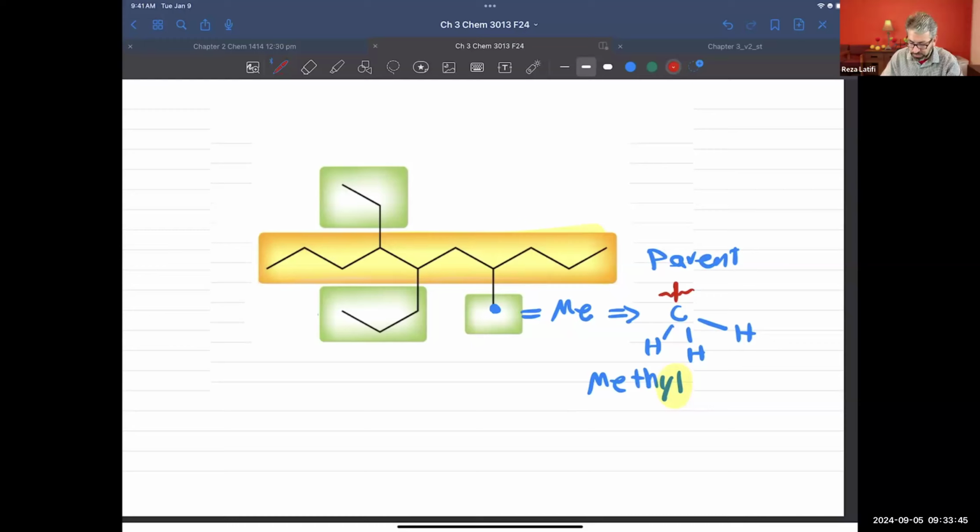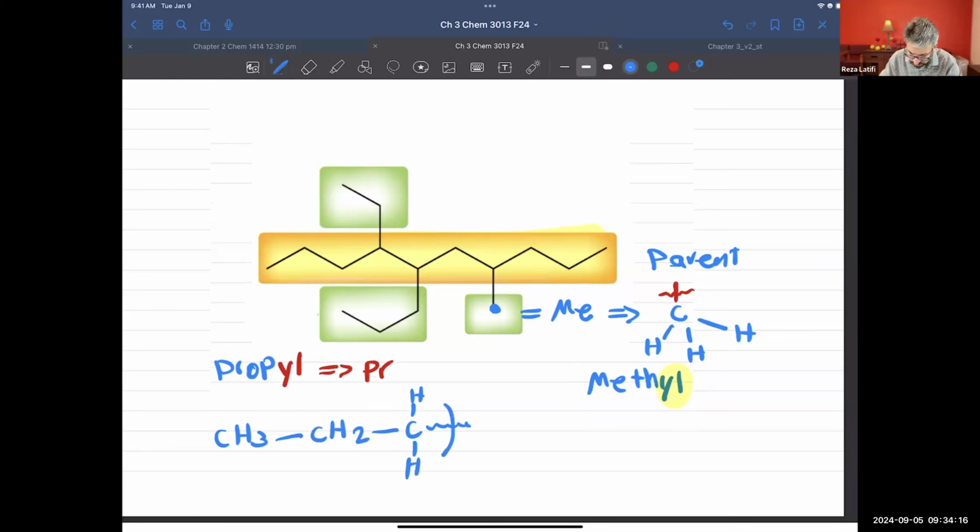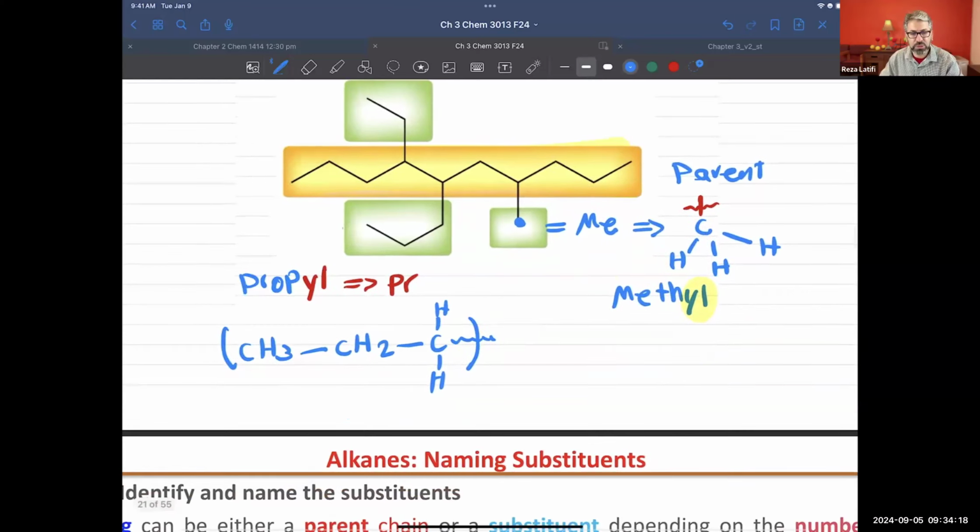How about this? The next one has 3 carbons. Because it has 3 carbons, it will be propyl. The symbol for it will be PR. And you're talking about CH3, CH2, and then CH2. This carbon will be attached to somewhere else, and this piece we're going to call propyl.